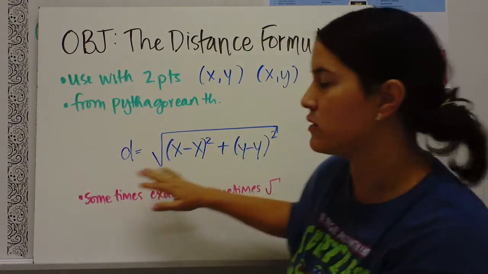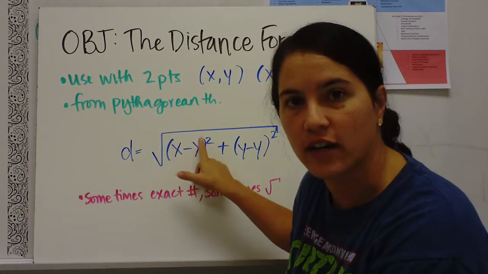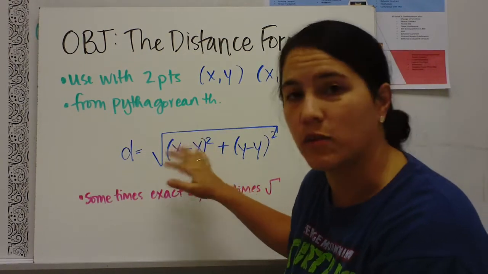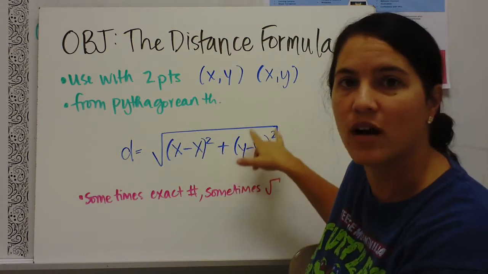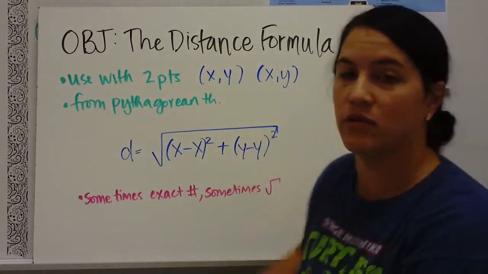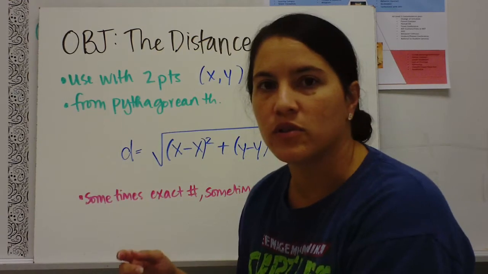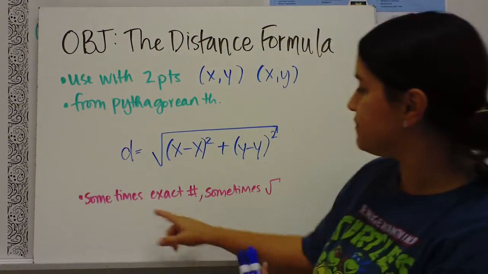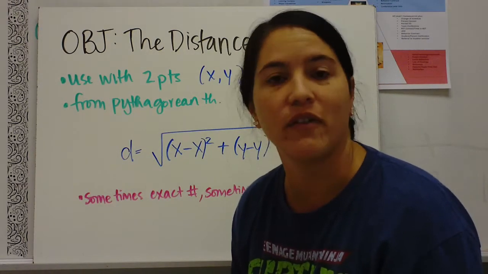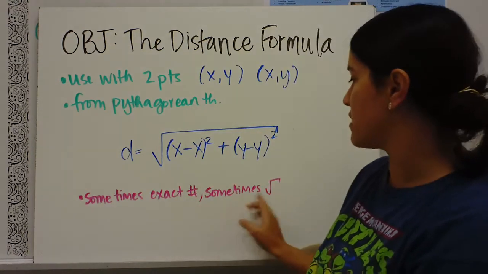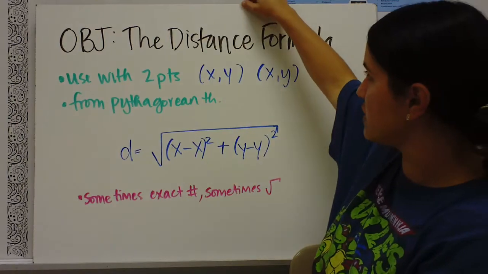The distance equals the difference of the x values, so x minus x squared, and when you square it, whatever that value is becomes positive, plus the difference in the y values, y minus y squared. And then you take the square root of all that. It's kind of like what we do with the Pythagorean theorem: when you square numbers, you add them together, and then you take the square root. Sometimes your number might be an integer, and sometimes it might be the square root of a non-perfect square, so sometimes it's going to stay in a square root. Make sure you get this down, and then I'm going to show you how to use it.